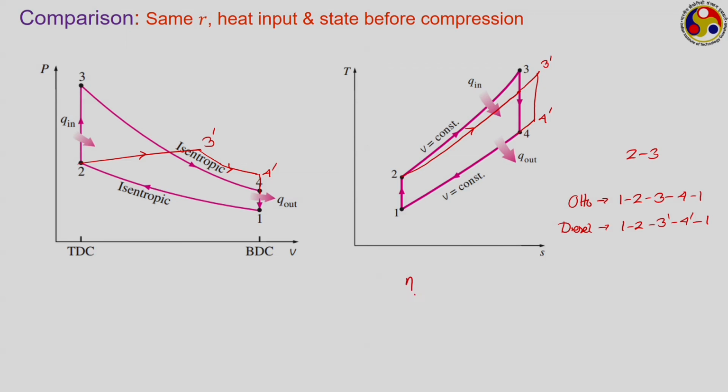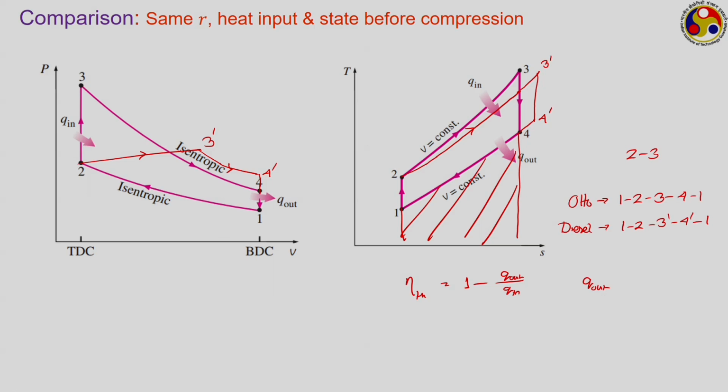Now, again we compare the efficiencies, 1 minus Q out by Q in. Here Q in is same. Which one is having larger Q out? Look at the diagram. Q out refers to area under the heat rejection curve. For the Otto cycle, heat rejection is 1 to 4, or I should say 4 to 1. So, this area is the heat rejection corresponding to the Otto cycle.